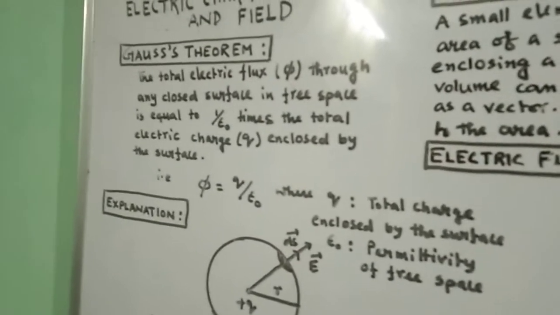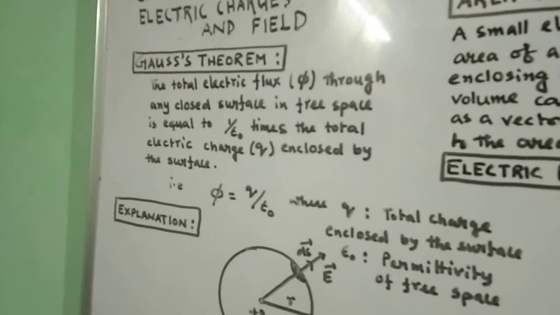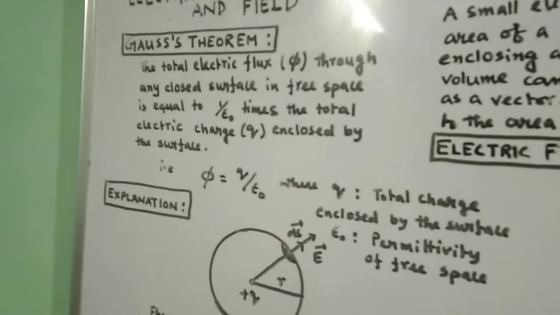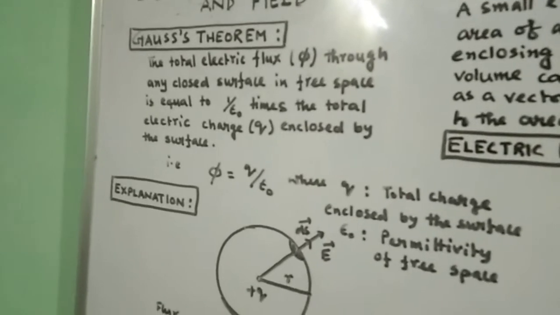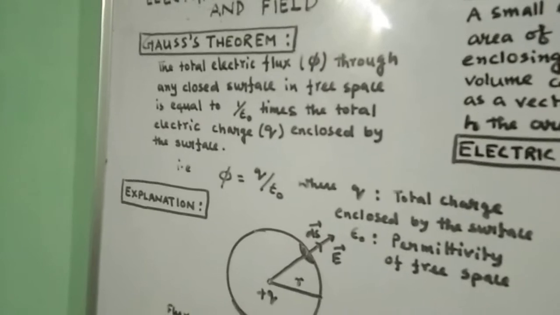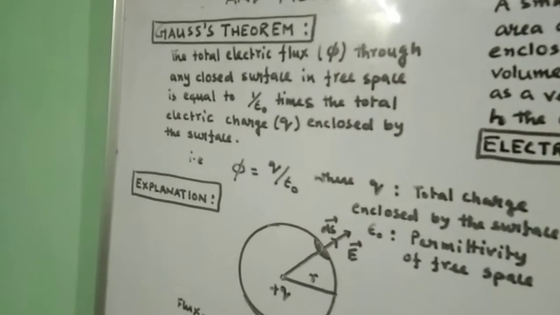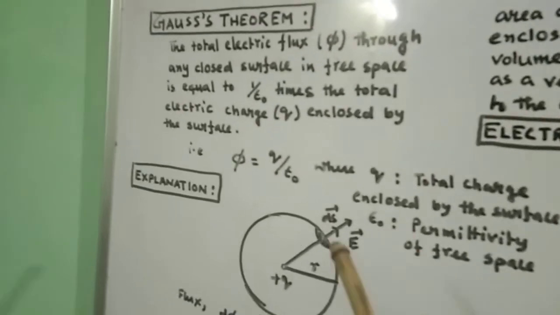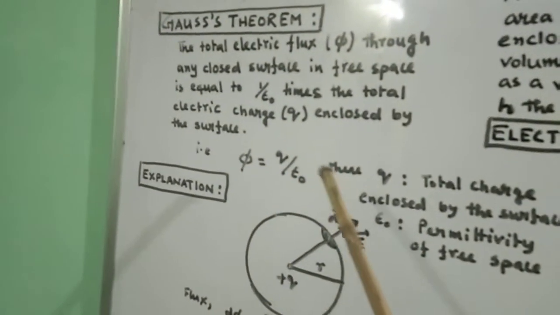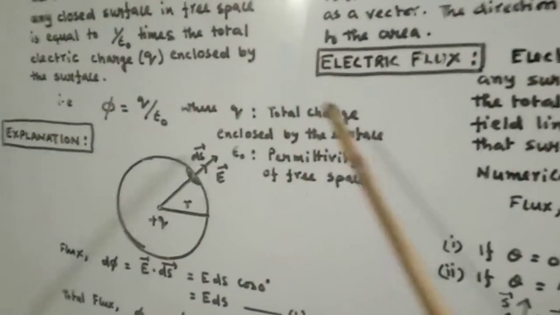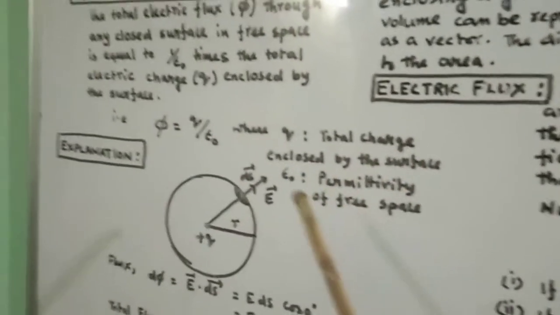Now what it says is that the total electric flux through any closed surface in free space is equal to 1 by epsilon times the total electric charge enclosed by the surface. So epsilon we have already defined in our first class, that is your absolute permittivity. Now this theorem let me try to prove, and this theorem says total flux is nothing but Q by epsilon naught. Now Q is your total charge enclosed by the surface, and epsilon is your permittivity.